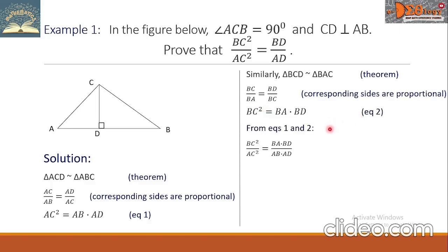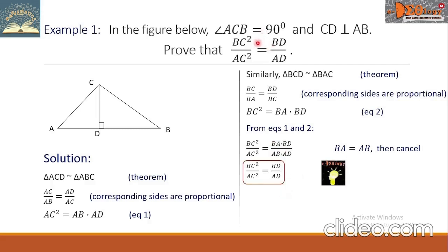We can combine equations 1 and 2 into like this. On the left side, the square of side BC over the square of the side AC equals BA times BD all over AB times AD. We can see that the BA is equal to AB, so we can cancel this and this. So what remains on the right is BD over AD. And from here, we stopped because we are able to prove that the square of BC over the square of AC equals BD over AD.